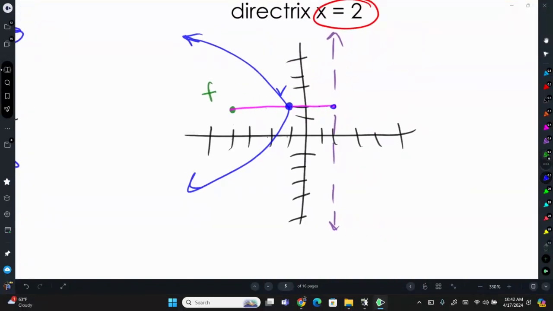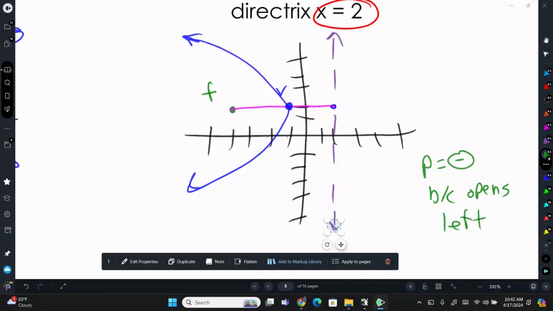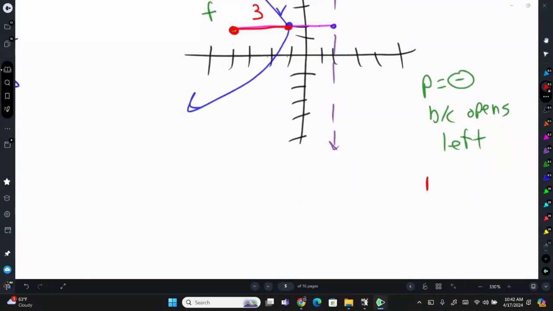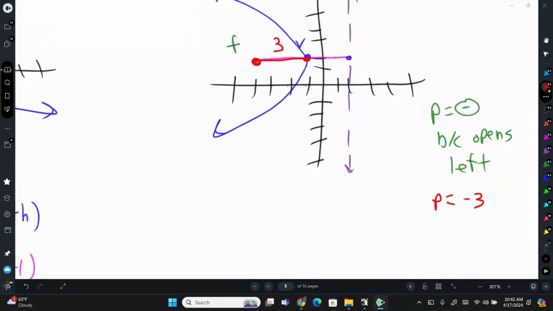Because it opens to the left, P equals a negative, because it opens left. Now, like we were saying, that distance from the focus to the vertex is 3 units long. So that's our P value. So P is equal to negative 3. Now our vertex is at negative 1, comma 2. So that would be our H and K.